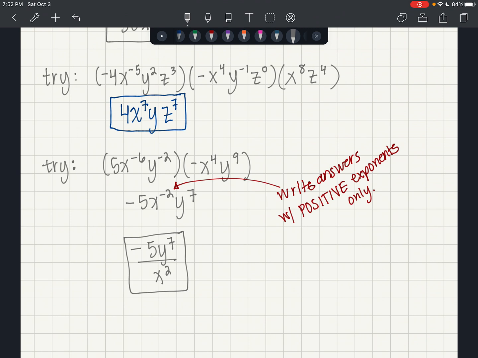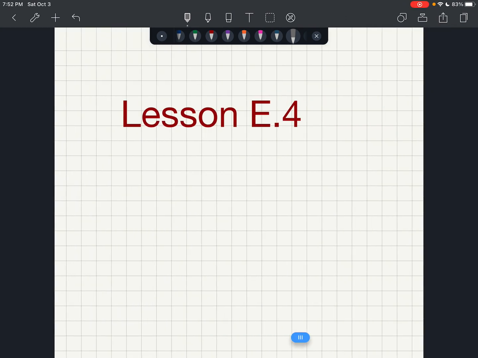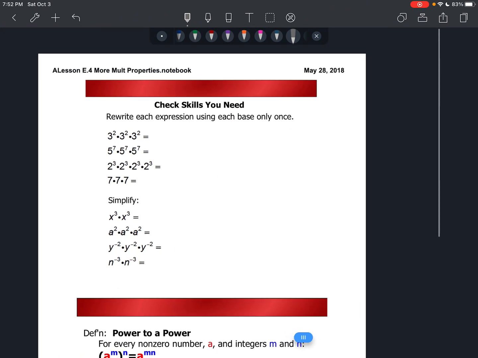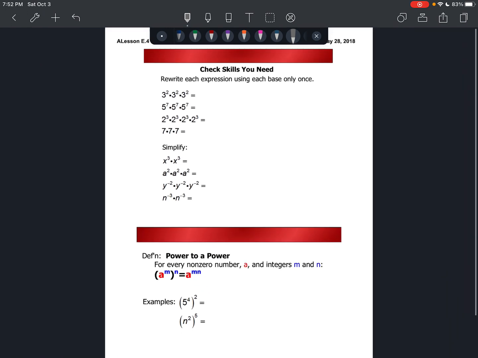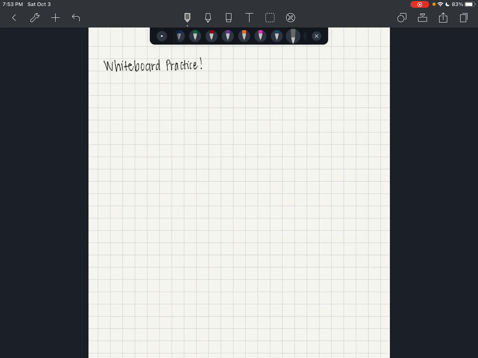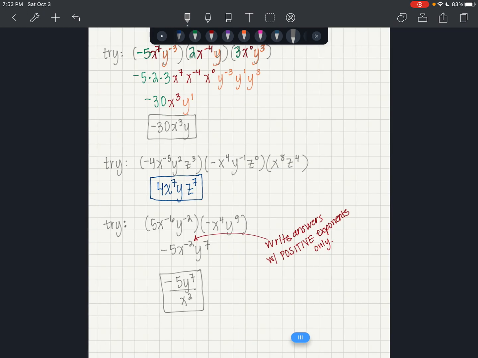So that concludes our introduction on multiplication properties. Our next lesson is going to be on more multiplication properties. Here's a glance. More multiplication properties. See, it says it right there at the top. So that's where we're going. We're going to be working on more of what we're doing.